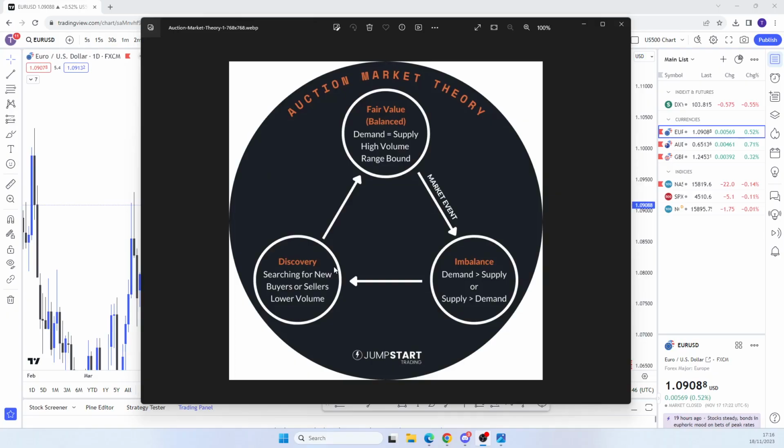Now, when you move over to where it says discovery, we've got buyers and sellers in volume, and that is you and me and everyone else. To get into the market, you have to be a buyer or you have to be a seller. To open a position, you have to take someone else's position. To get out of a position, someone else has to take your position.